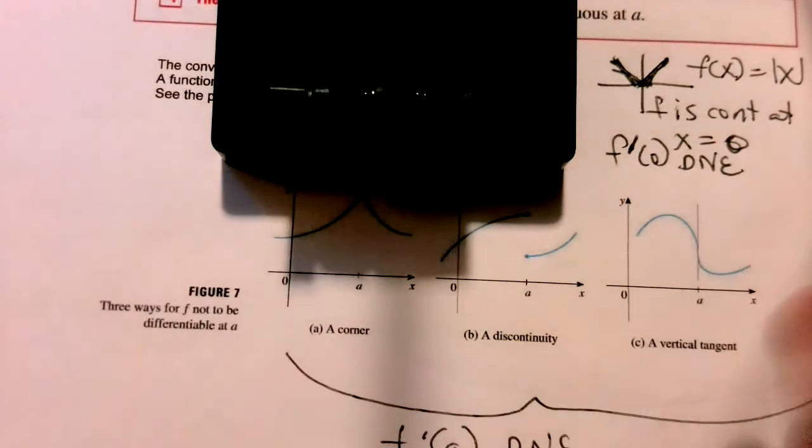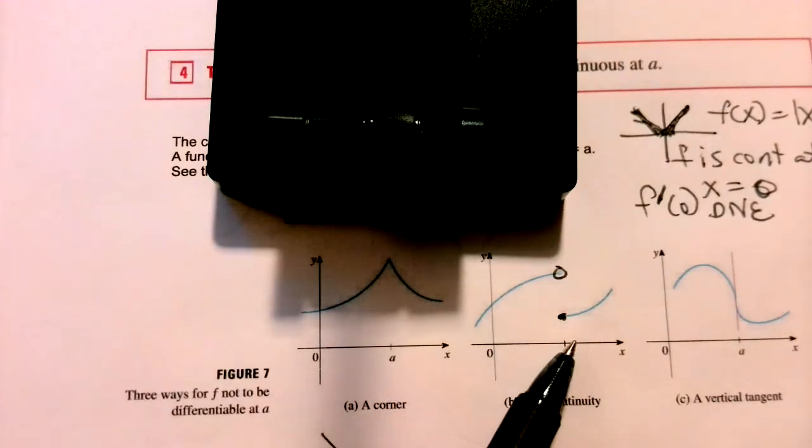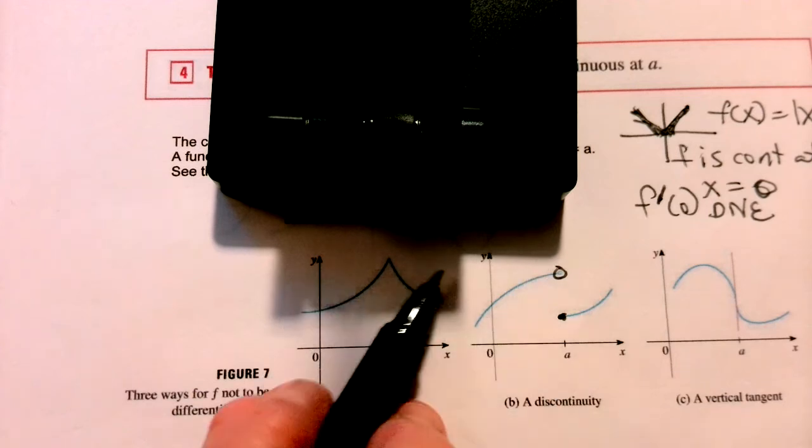So at a corner, also at a discontinuity, so right here, this is an open circle, but this is a closed circle, but you see there's a gap there, there's a discontinuity. It may be a jump discontinuity, it may be a vertical asymptote, but there's a discontinuity because remember, in order to be differentiable, it's got to first be continuous.